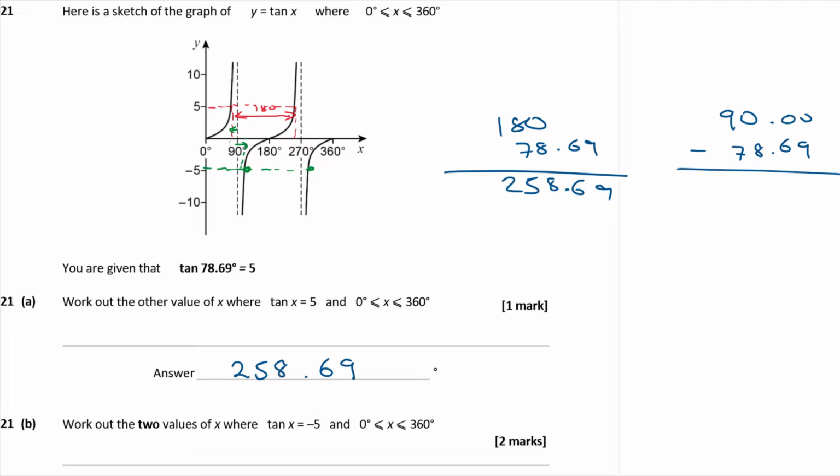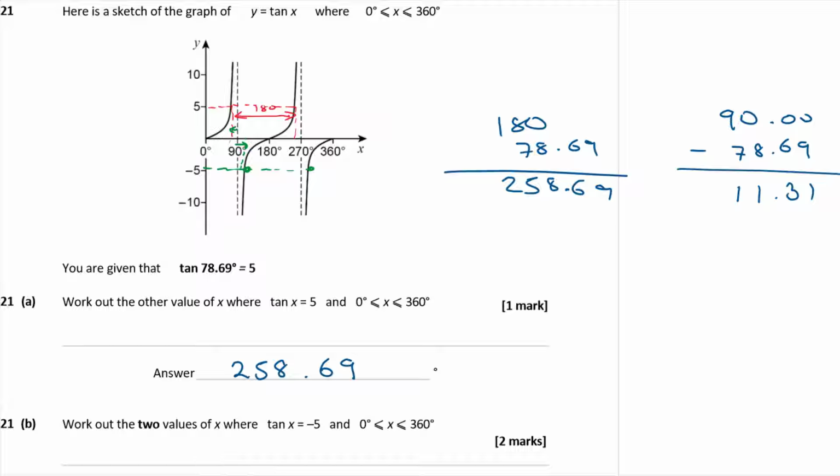Well, I need to add on, what's that, 11.31? Would that work? Yeah, that's going to take me up to 90, isn't it? Okay, so now I know the distance from 90 down to 78.69 is 11.31. Then the solution I want for negative 5 is going to be 11.31 beyond 90.